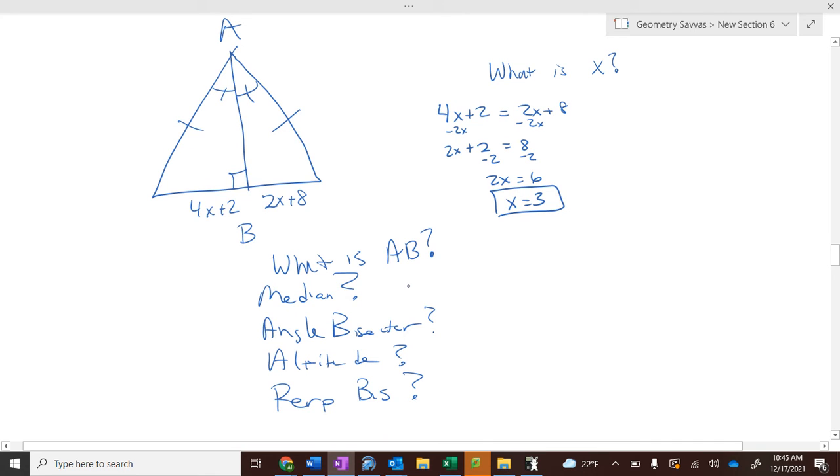Looking at that picture, what is AB? Is it a median? It goes from the vertex to the midpoint of the opposite side. Yes, it is a median, because it's a midpoint on this side, and these two are equal. Is it an angle bisector? Yes. Is it an altitude? Yes, because it goes from the vertex perpendicular to the opposite side. Is it a perpendicular bisector? Yes. That's all 4 of those.